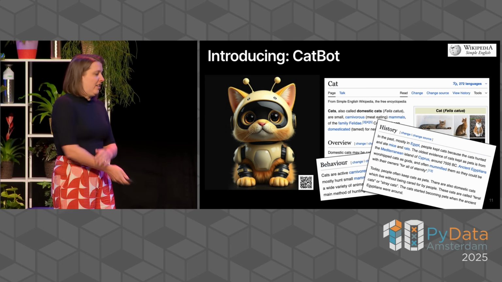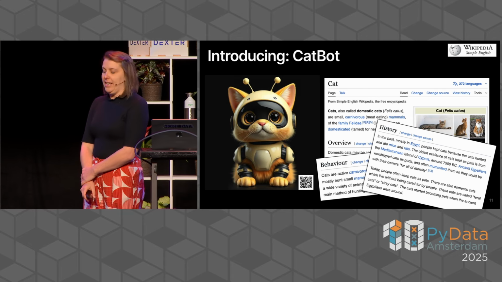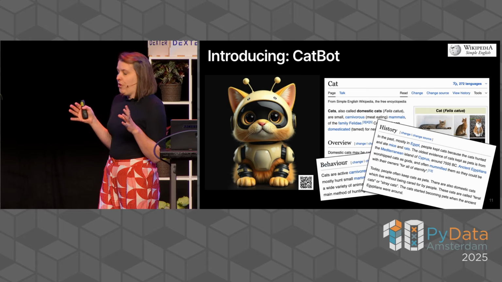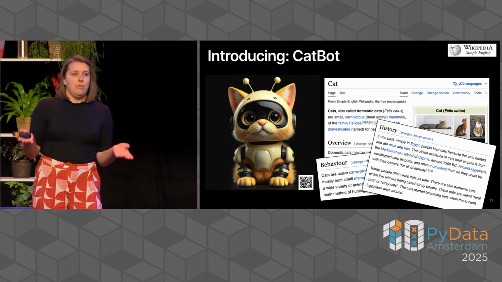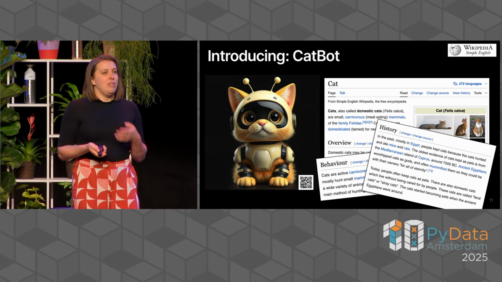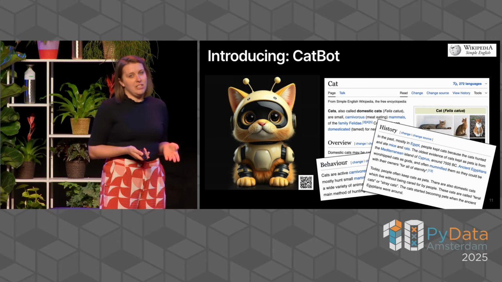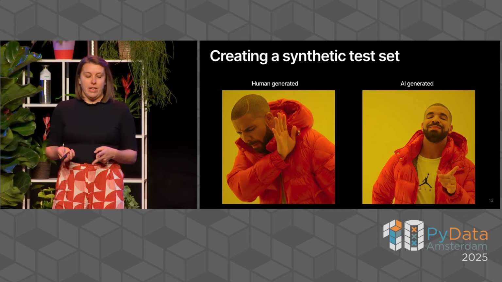So let's get started. If this was a classical machine learning use case, we would have a training set to train a model and set a test set aside. And of course, for basically every AI use case, we don't have a test set. We need to synthetically generate that. And there are two ways to do that.